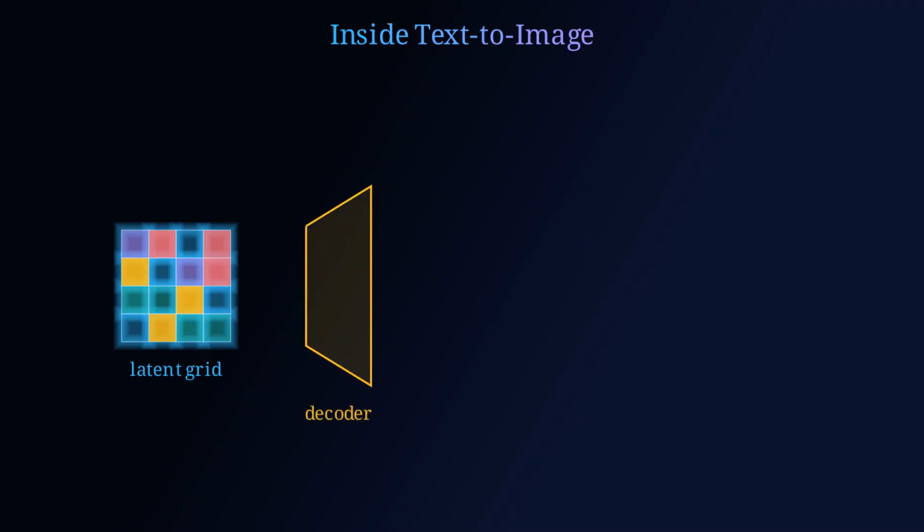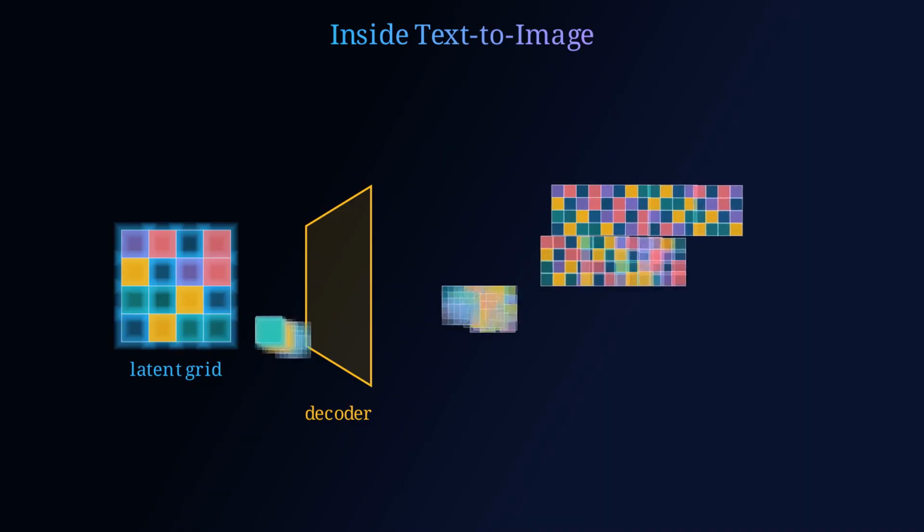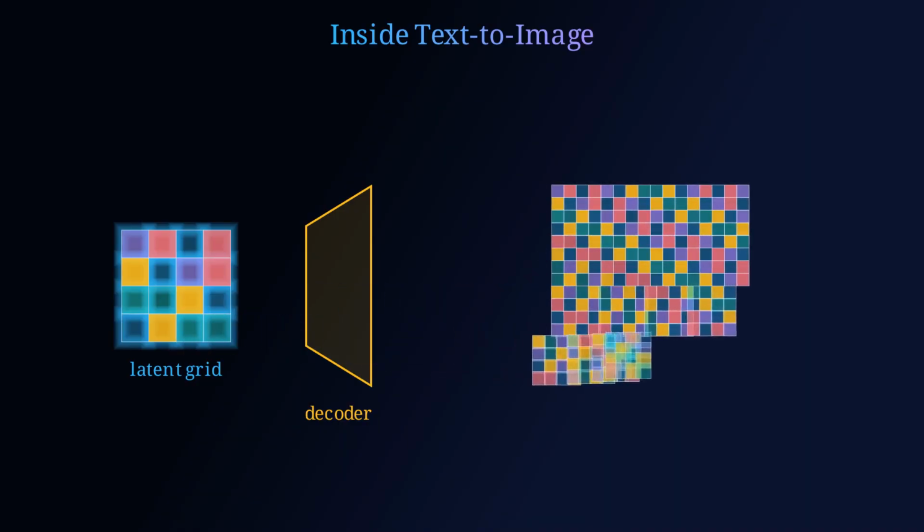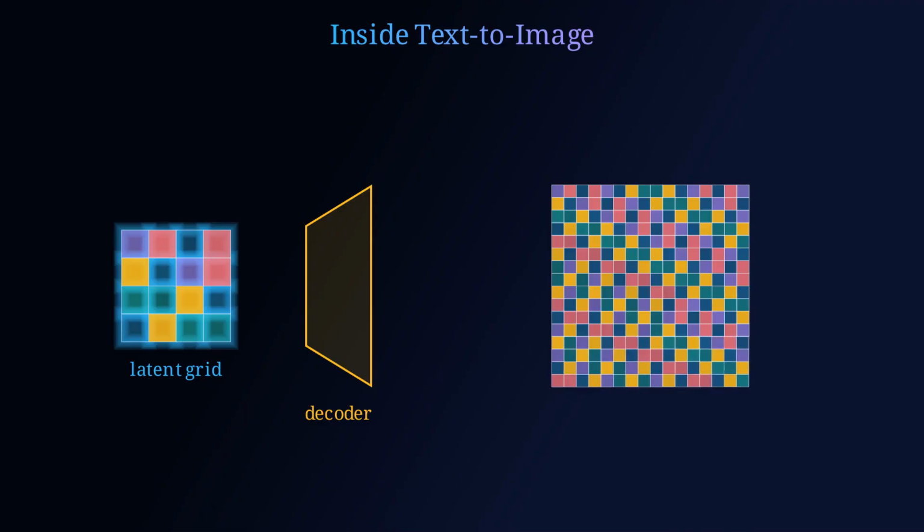So the decoder takes our little grid of abstract codes and expands it, cell by cell, into a large field of actual colored pixels. Each latent cell, remember, described the texture and shape of a whole patch. The decoder cashes those descriptions in, painting the real fur, the real snow, the real light, at full resolution.